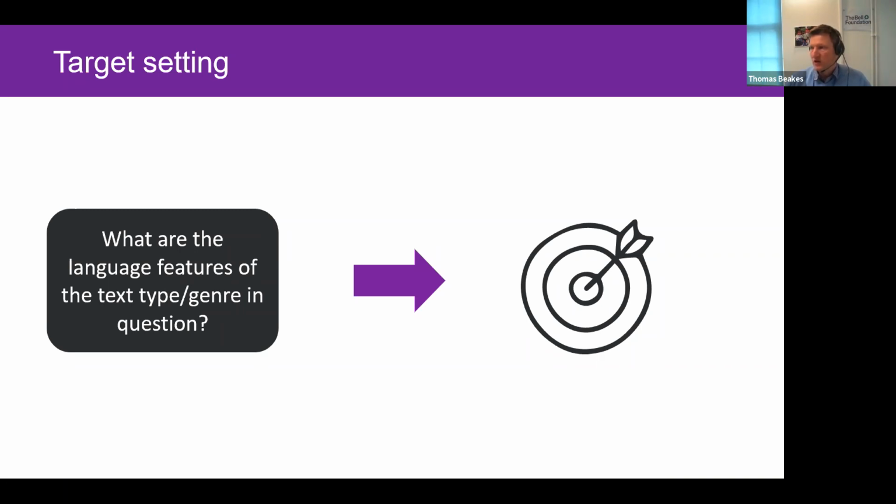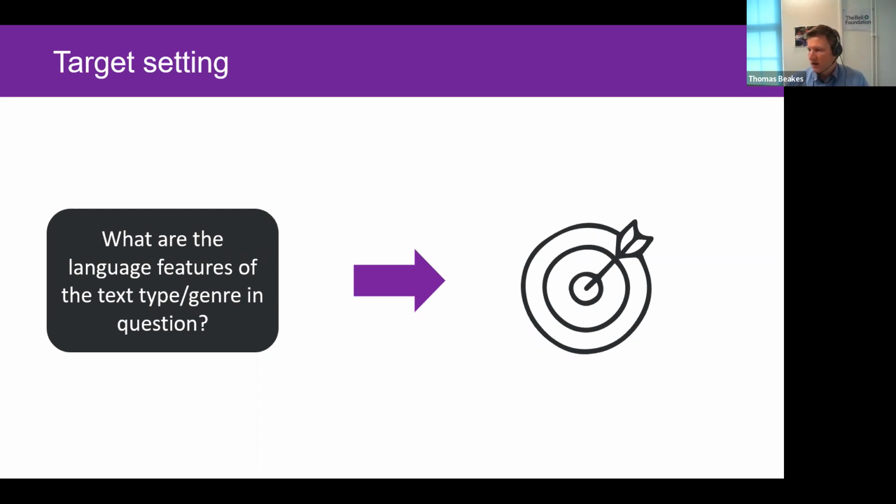Those of you with a linguistics background will know that the technical term for identifying the linguistic features of particular types of texts or genres is discourse analysis. And it's an entire academic discipline within linguistics in its own right, with hundreds and thousands of books and articles. But we don't need to get that technical, okay? We just need to get granular enough to allow teachers to set useful, clear targets and to support the learners to reach them.